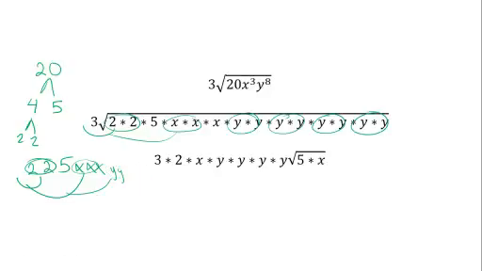once we've taken everything out, we just multiply everything together. So 2 times 3 is 6, x, and then we have 4 y's, so it'd be y to the 4th, square root of 5x would end up being our answer.